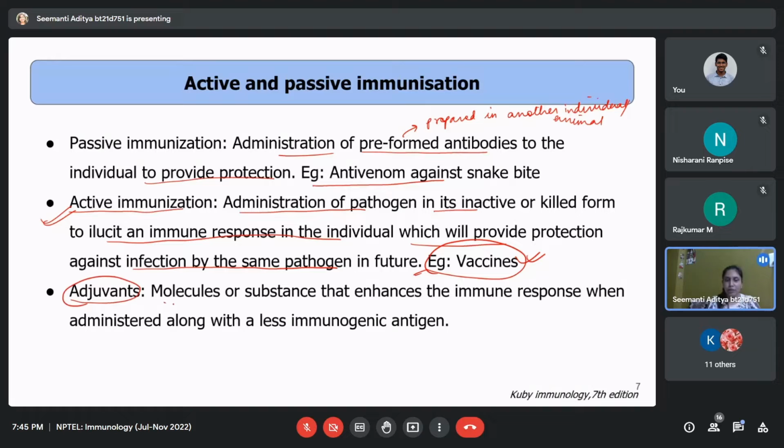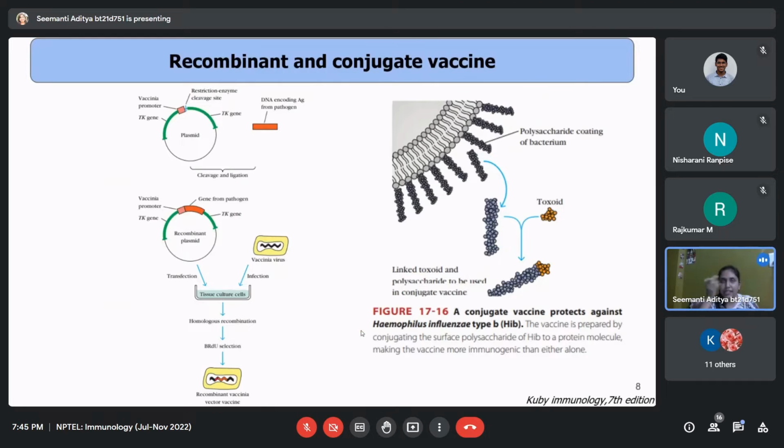An adjuvant is a molecule or a substance which will enhance the immune response when it is administered along with a less immunogenic antigen. So adjuvants basically help in increasing the immune response against an antigen which, in the absence of adjuvant, would not have triggered any immune response. Examples of adjuvants are mostly the aluminum compounds, the potash alum and other aluminum compounds. Those are the only ones which have been prescribed or suggested, and not any other adjuvants.